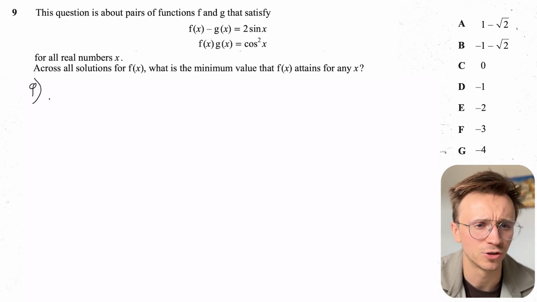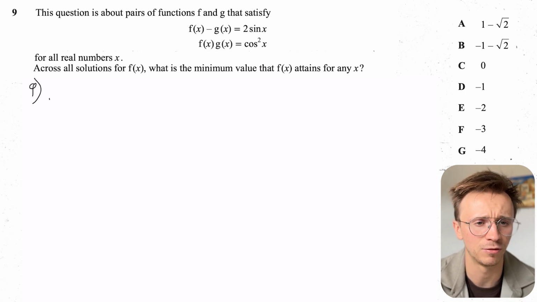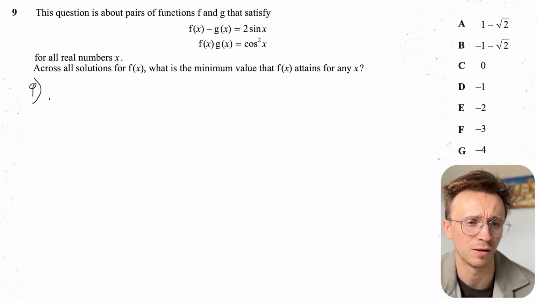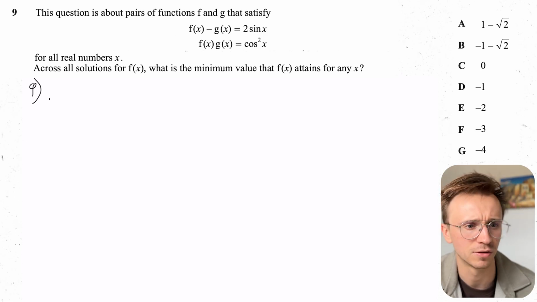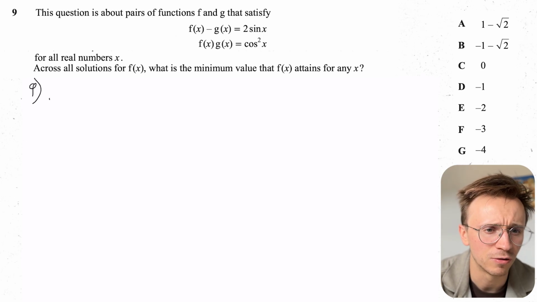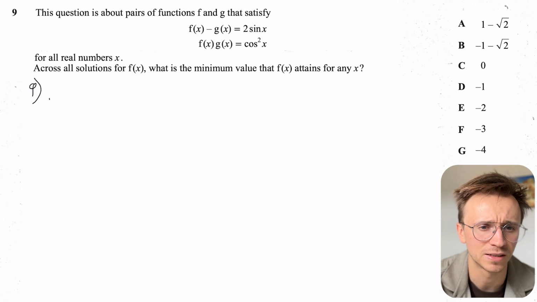The question is about pairs of functions f and g that satisfy f of x minus g of x equals 2 sine x, and f of g of x equals cos squared x. Across all solutions for f of x, what is the maximum value that f of x attains for any x? Ooh, interesting.